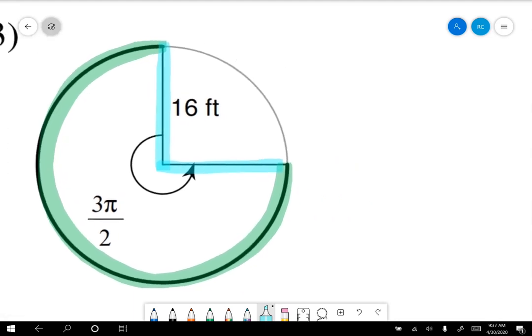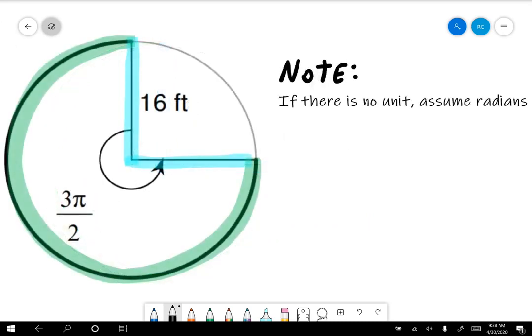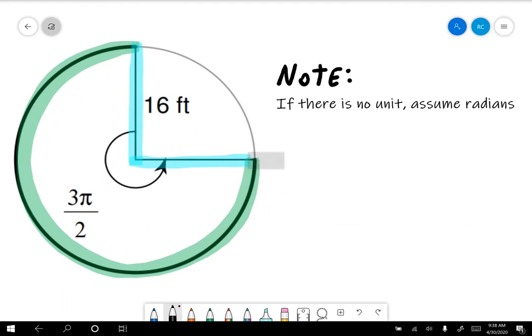And here's something that you should probably note down. If there is no unit, you assume that it's radians. And that's why in the past, I've always asked you to make sure to put the degree mark anytime you mean degrees, because if you just don't put any mark at all, it's going to be assumed that you are in radians. So we are 3 pi over 2 radians.